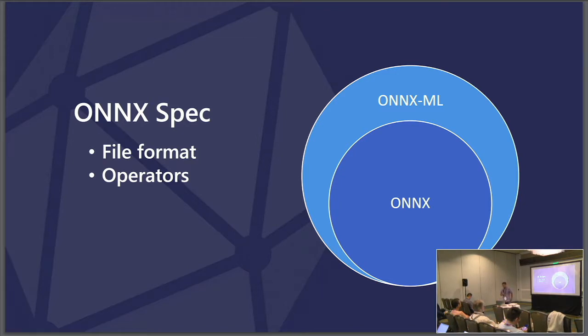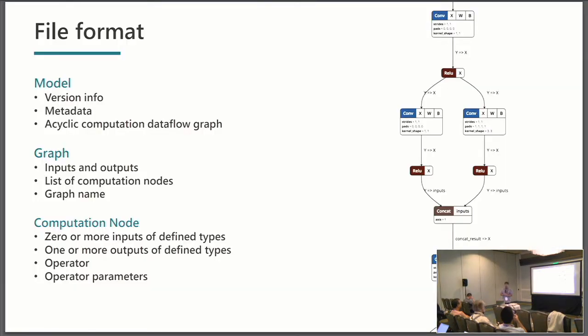So ONNX spec, as I said, supports both deep neural network and traditional machine learning models. It is composed of 2 parts. One is the file format, and the other is operators. For file format, it is composed of 3 parts: a model, a graph, and a computation node. On the right side, you can see a viewer of one machine learning model. For model, it has version information, metadata, and it also has an acyclic computation graph.